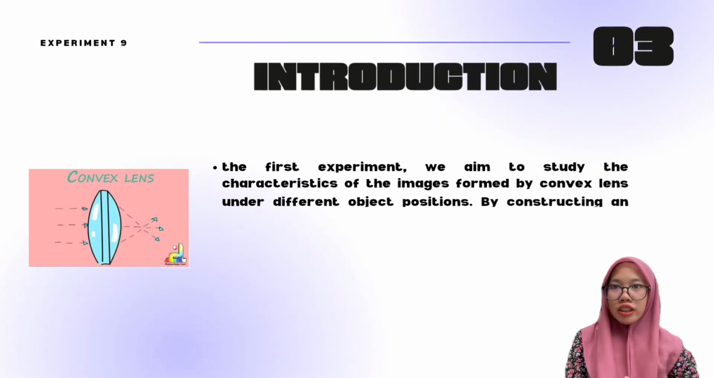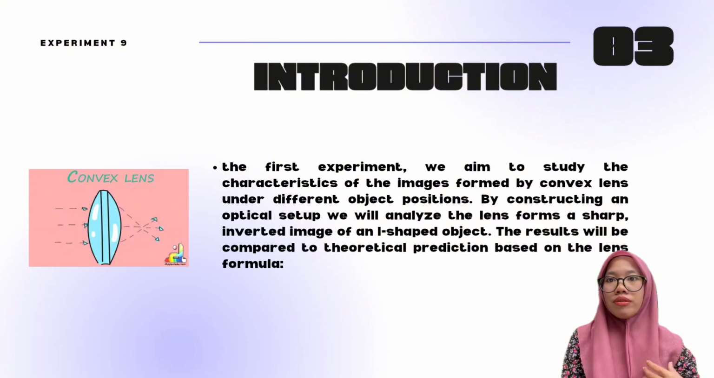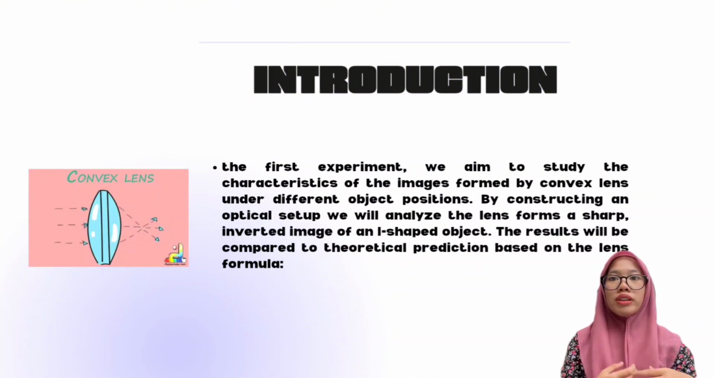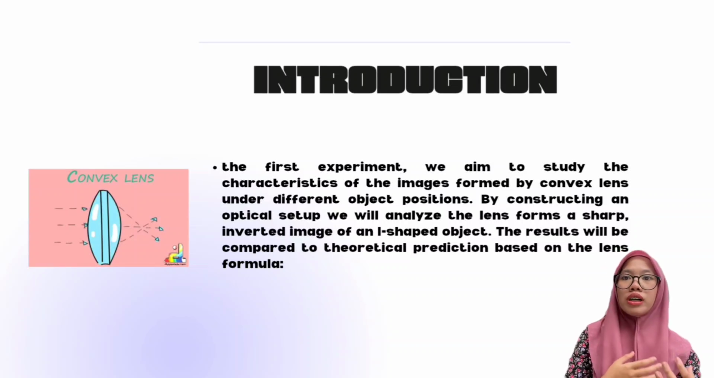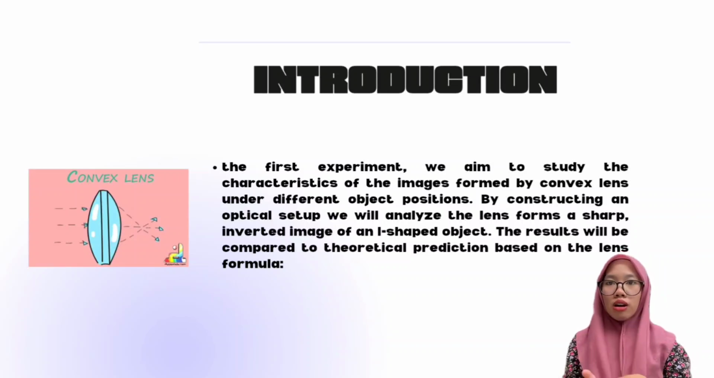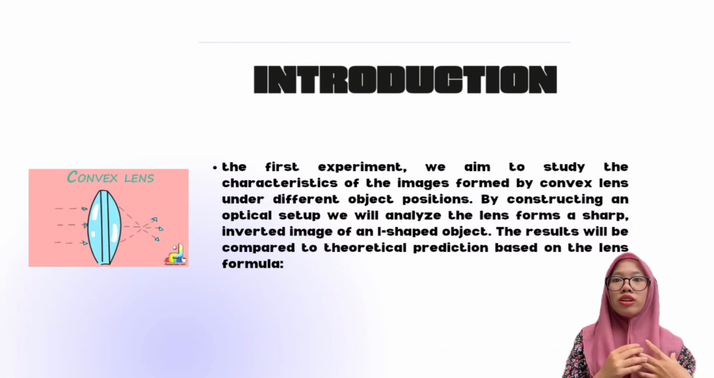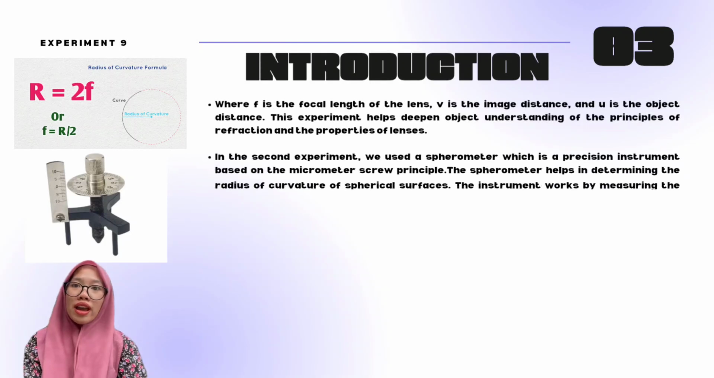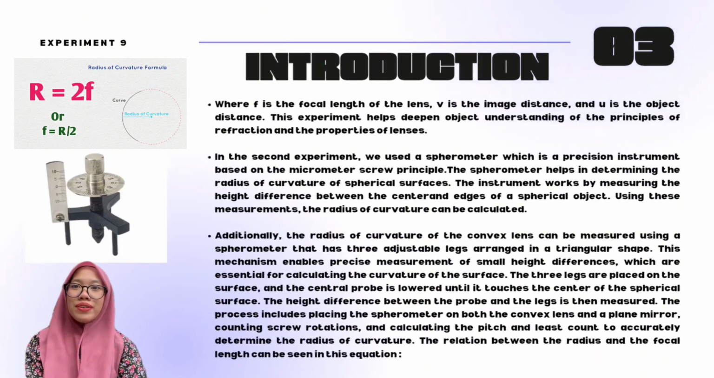First experiment, we aim to study the characteristics of the image formed by a convex lens under different object positions. By constructing an optical setup, we will analyze how the lens forms a sharp, inverted image of an object. The result will be compared to a theoretical prediction based on the lens formula, where f is the focal length of the lens, v is the image distance, and u is the object distance. This experiment helps deepen the understanding of the principle of refraction and the properties of lenses.